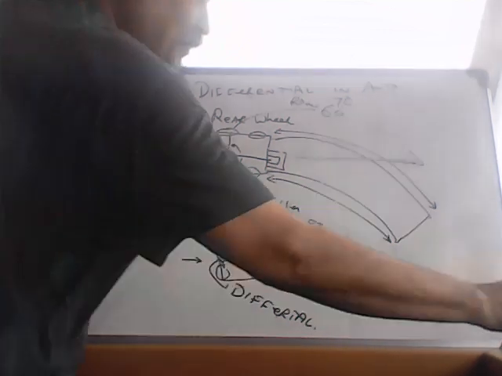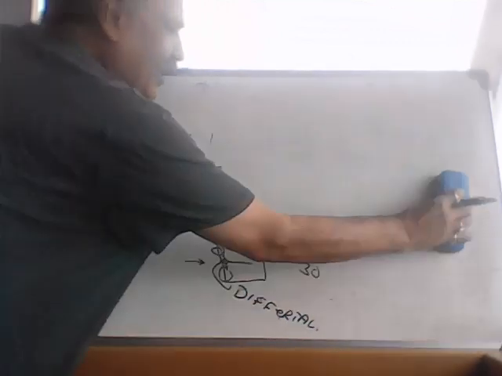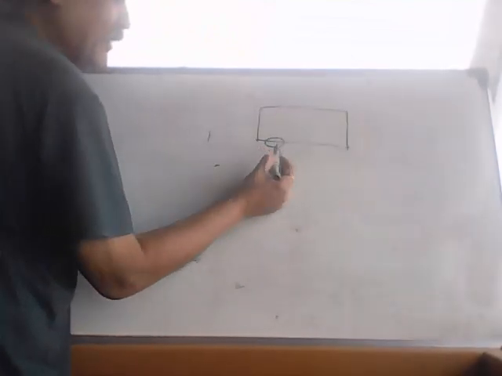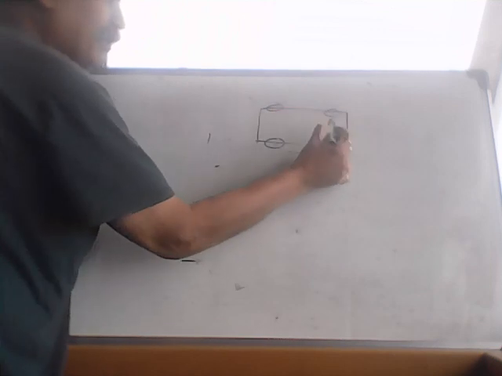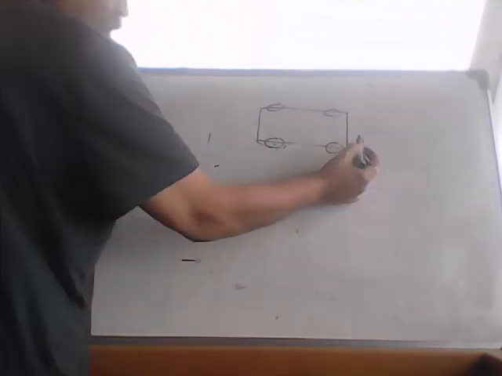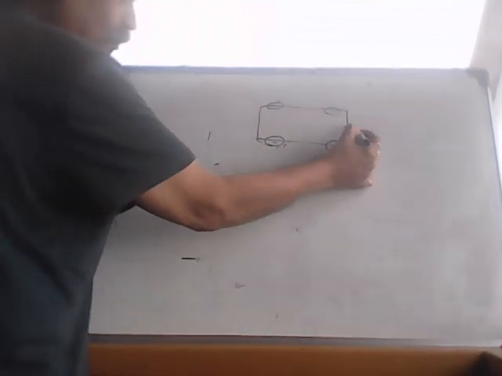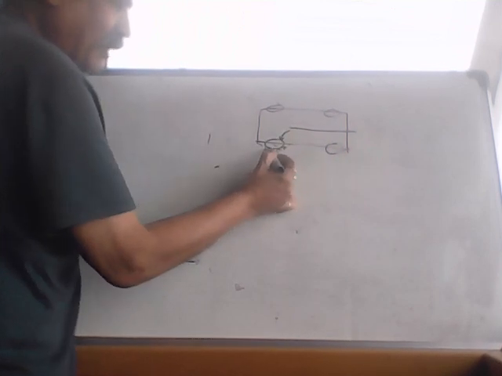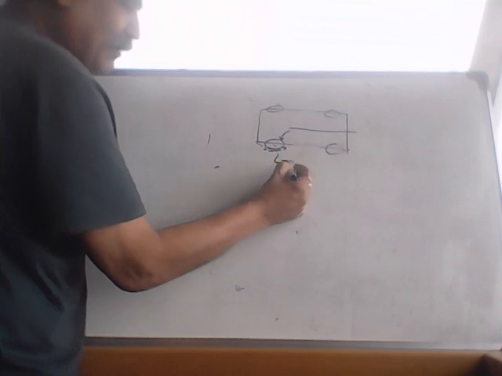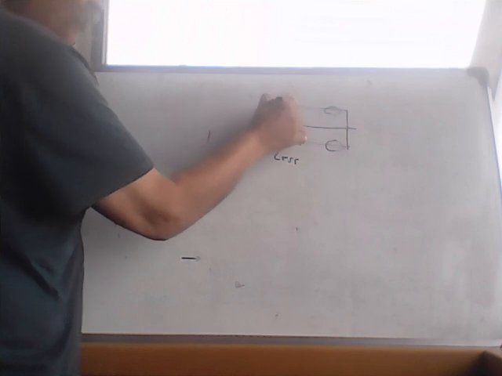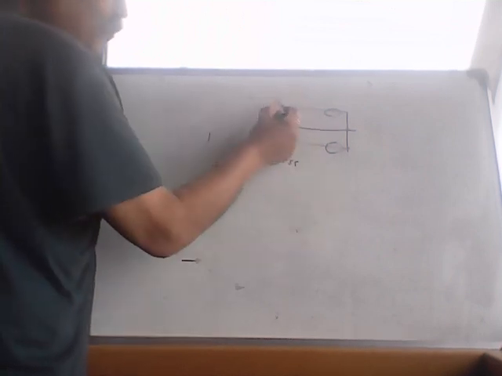Now one disadvantage of differential is that when the car is stuck in soft mud, let's say one of the wheels, rear wheel drive, one of the rear wheels, let's say this one, is stuck in soft mud. So now most of the engine power will be going to this wheel, because the friction of this wheel with the mud is very less. And this wheel is on the hard ground, it will get more friction with the ground. So it will offer more resistance to the engine.